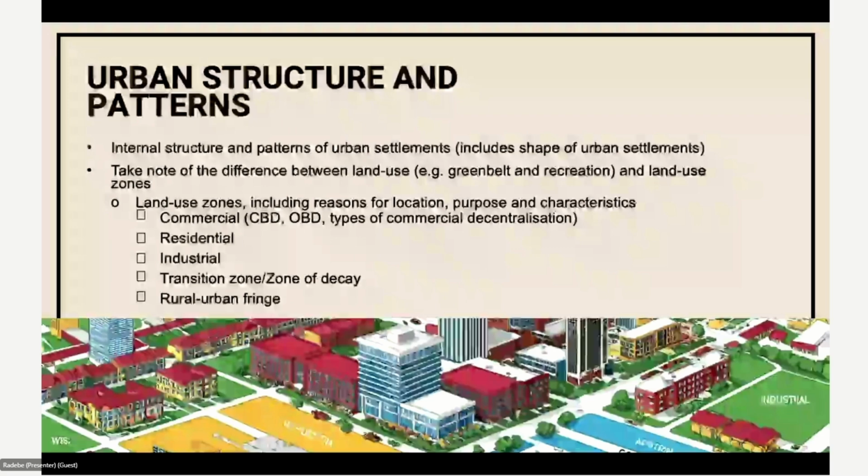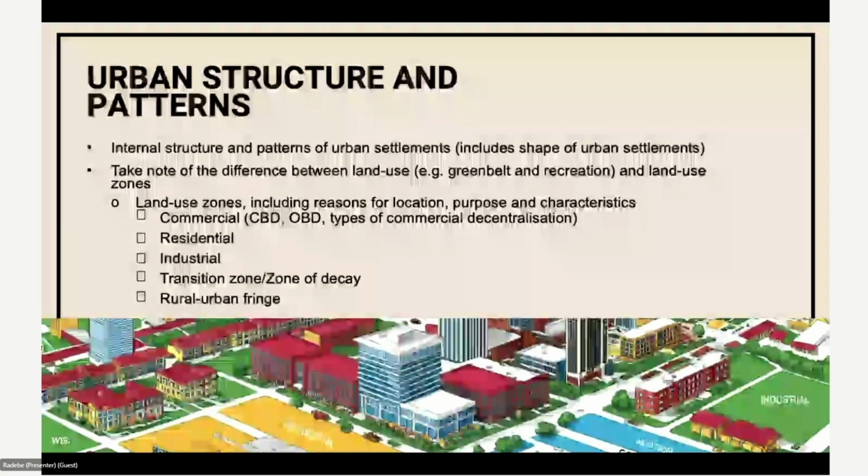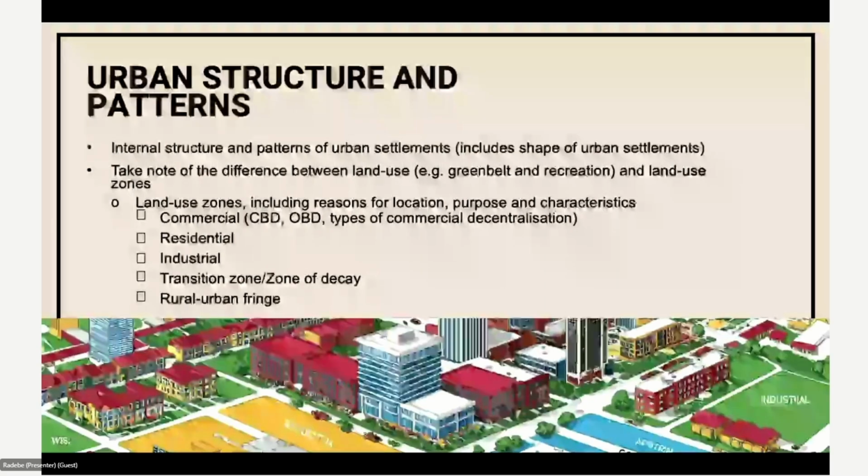That's where they say it's a zone of decay or transition zone. That's where we have mixed functions. You can get residential here next to that residential area. Then we get industries, the light industries, maybe the panel beaters, you get them there.